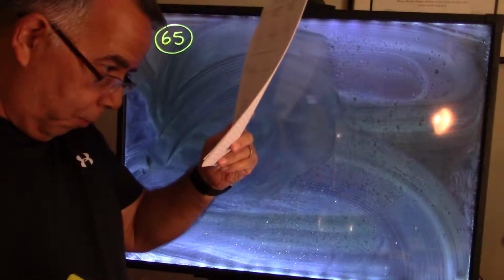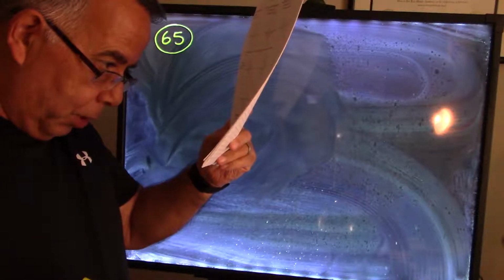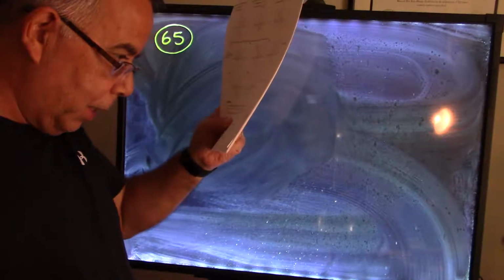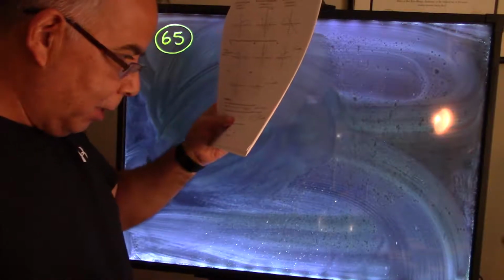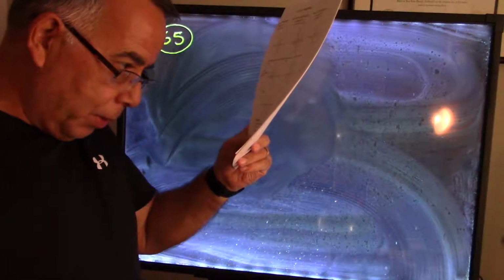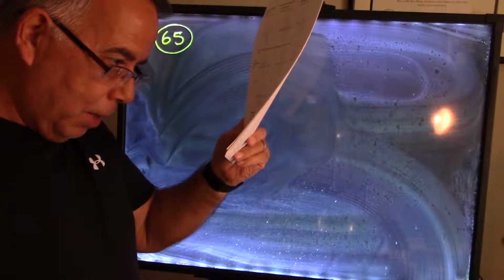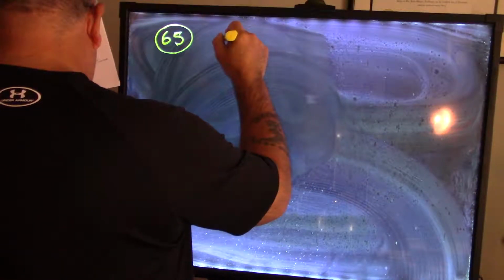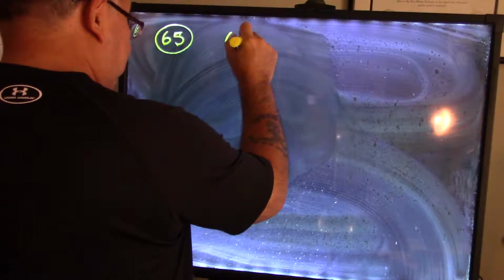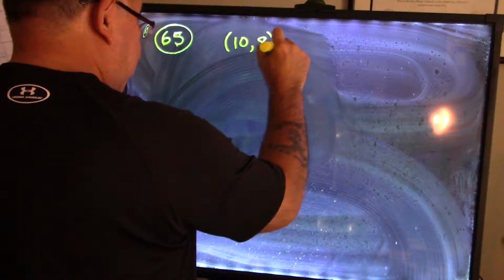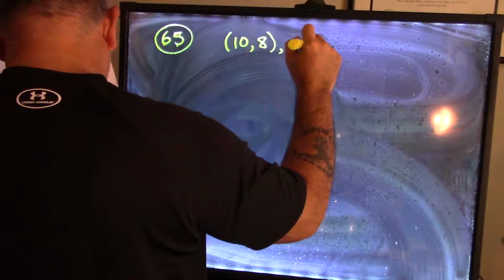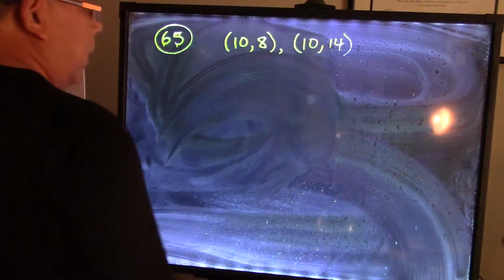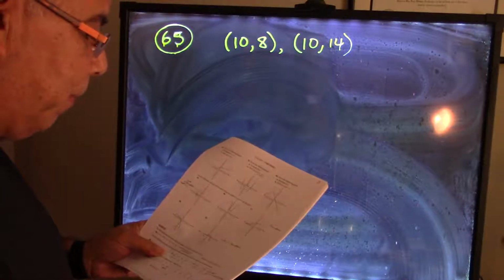Number 65. Is y a function of x? Again, you can write that as a set of ordered pairs: (5, 3), (10, 8), and (10, 14). Now notice when x equals 10, y is two different things here, 8 or 14. So if you write that as ordered pairs, you have (10, 8) in this relation, and you have (10, 14). That's part of your relation there.